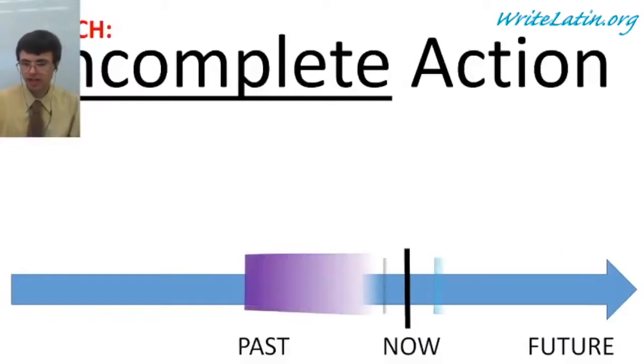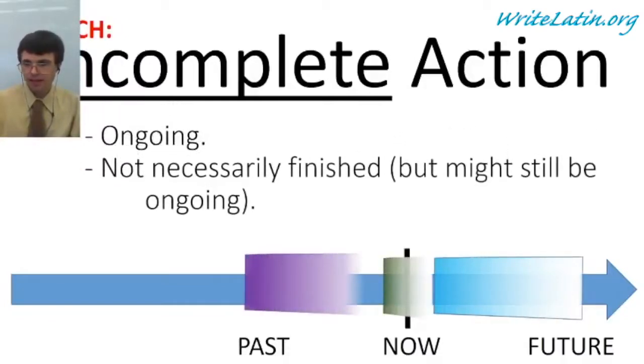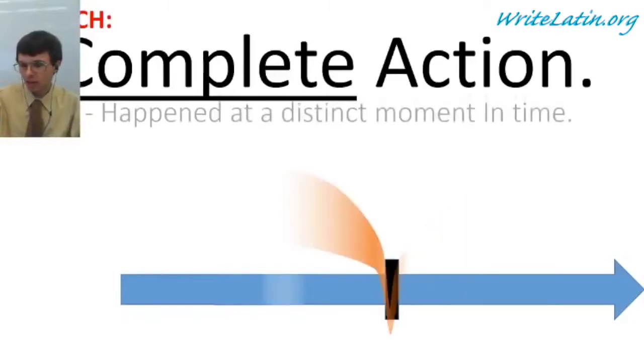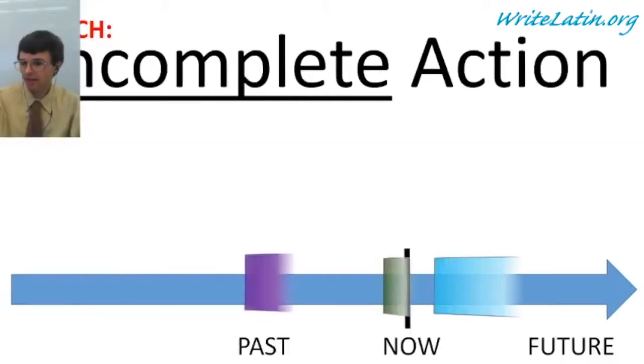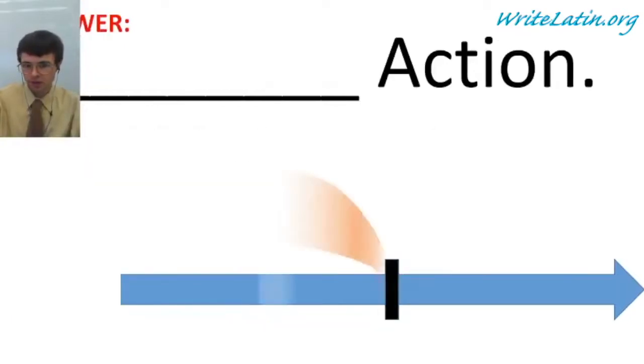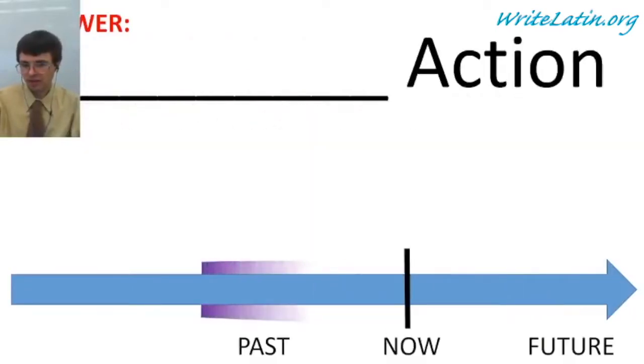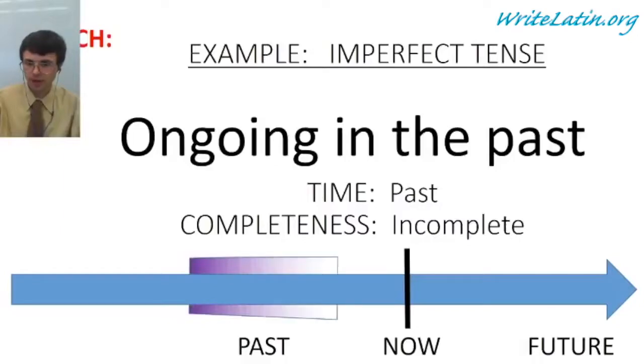But incomplete action is action that's ongoing. And it's not necessarily finished. It might even still be going. So like, they were eating. If they were eating, is it possible that they're still eating? Yeah, it's possible. Okay. So I want you to recognize these things. When you see a symbol like that, think of complete. And when you see a symbol like that, think incomplete. All right? So which one is this? Right, complete. And which one is this? Incomplete. Very good.